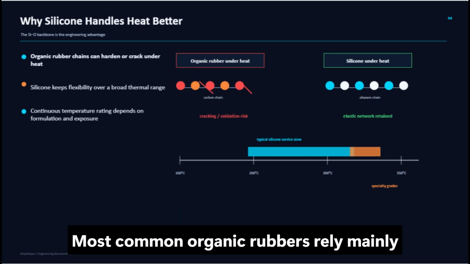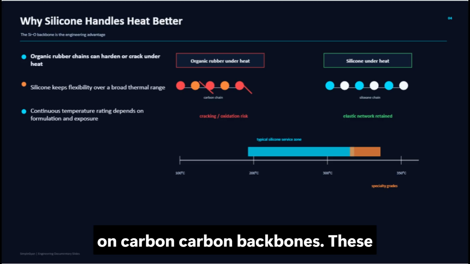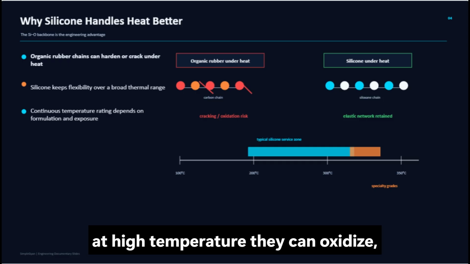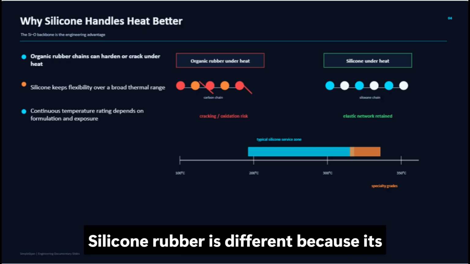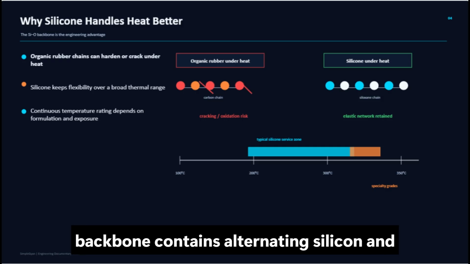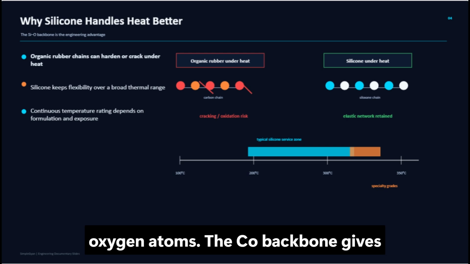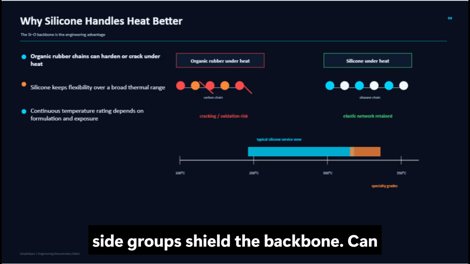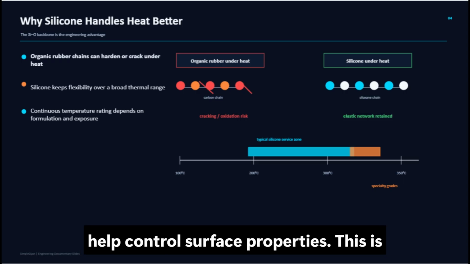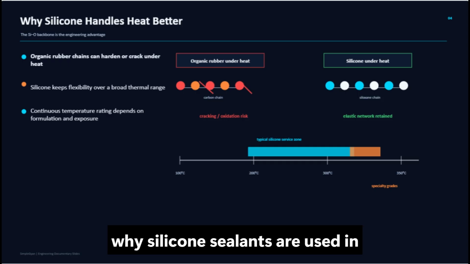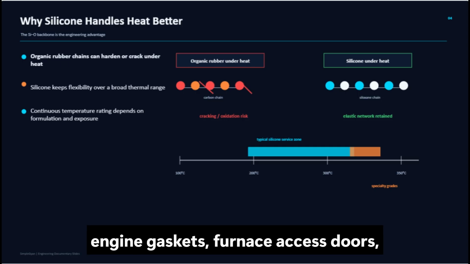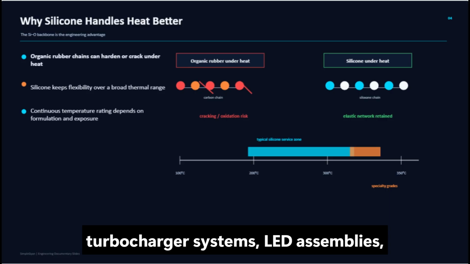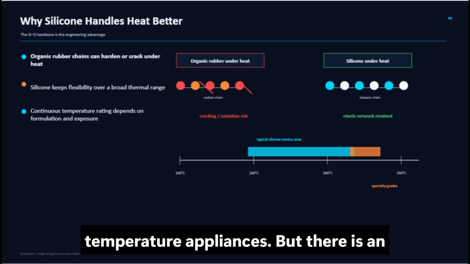Most common organic rubbers rely mainly on carbon-carbon backbones. These materials can be strong and useful, but at high temperature they can oxidize, harden, crack, or lose elasticity. Silicone rubber is different because its backbone contains alternating silicon and oxygen atoms. The Si-O backbone gives silicones excellent heat resistance and low-temperature flexibility. The organic side groups shield the backbone and help control surface properties. This is why silicone sealants are used in engine gaskets, furnace access doors, electrical enclosures, industrial ovens, turbocharger systems, LED assemblies, aerospace components, and high-temperature appliances.